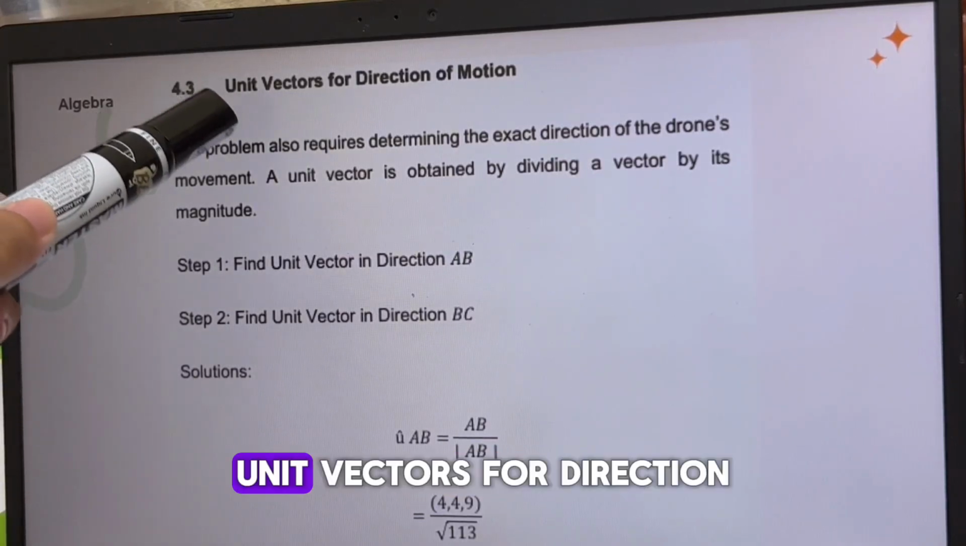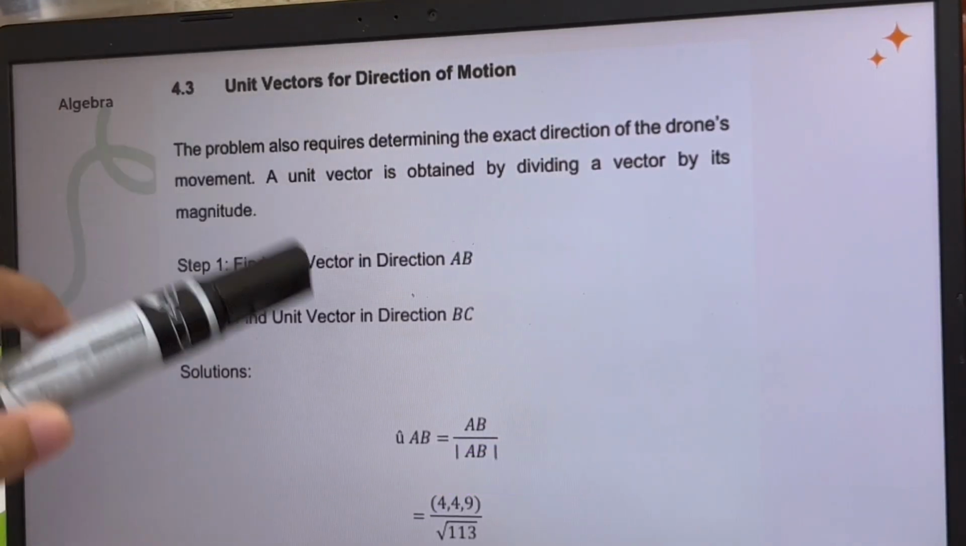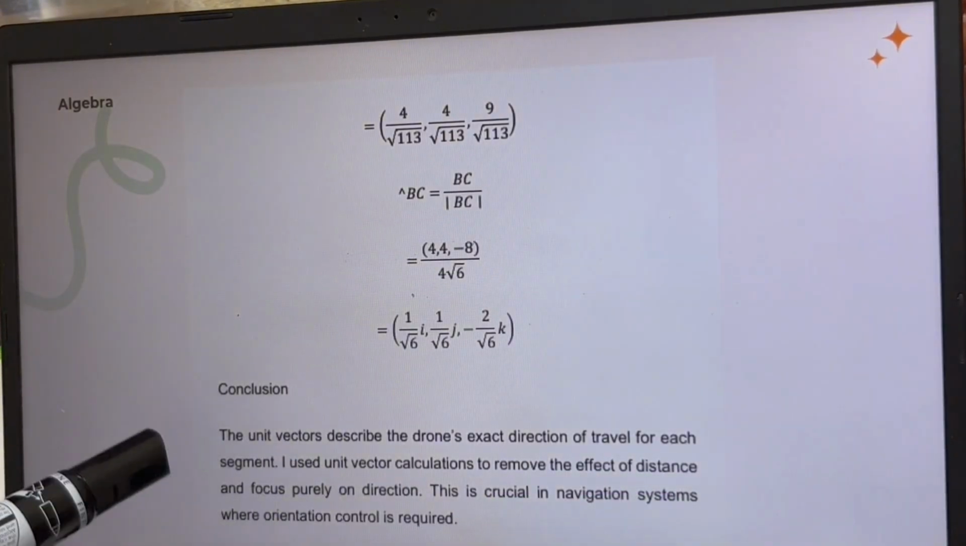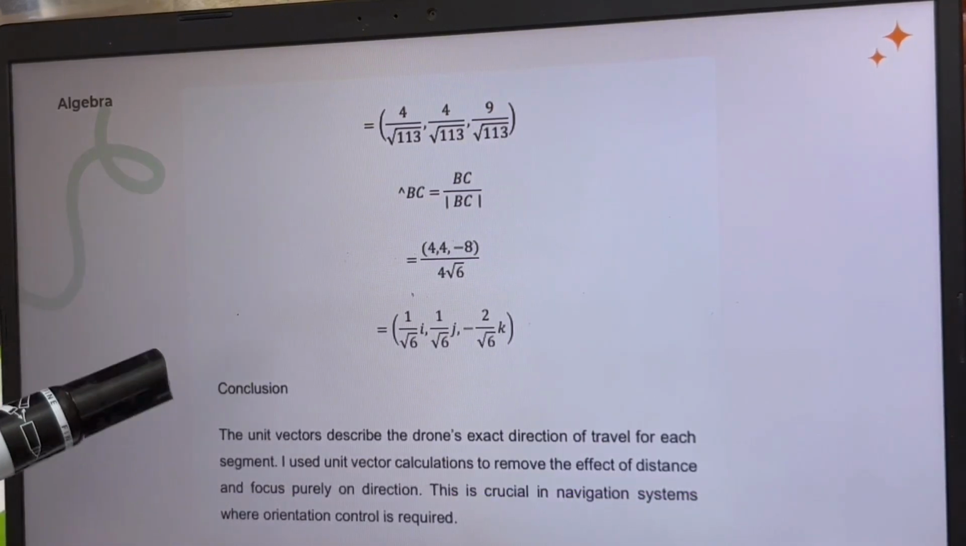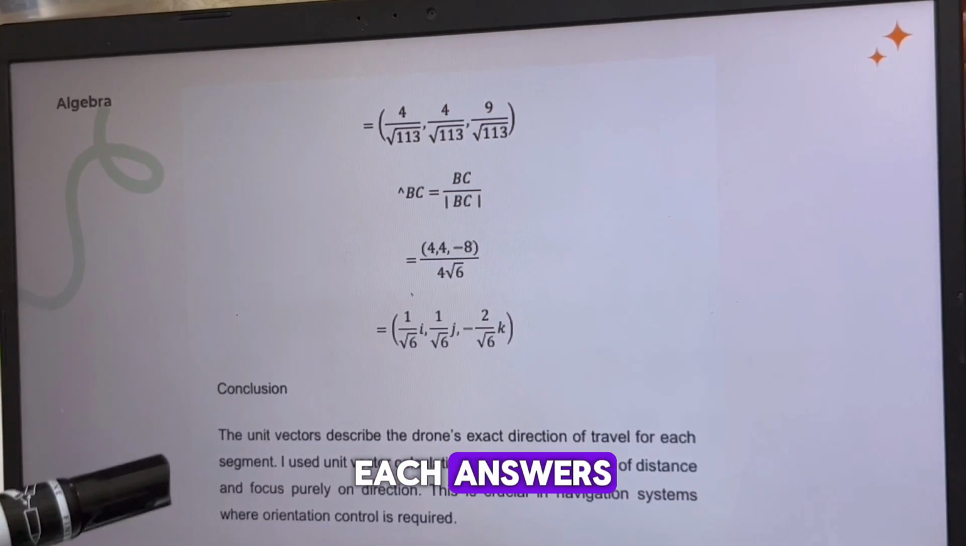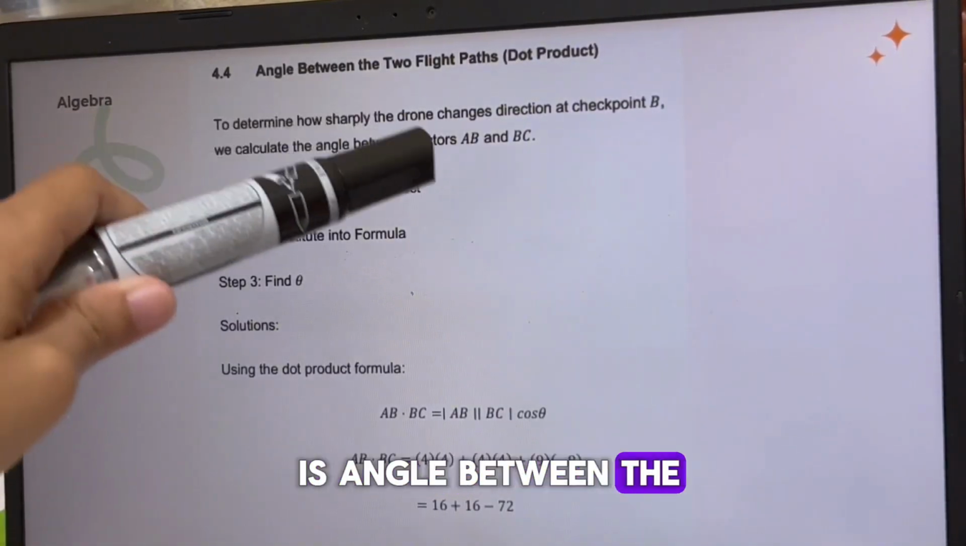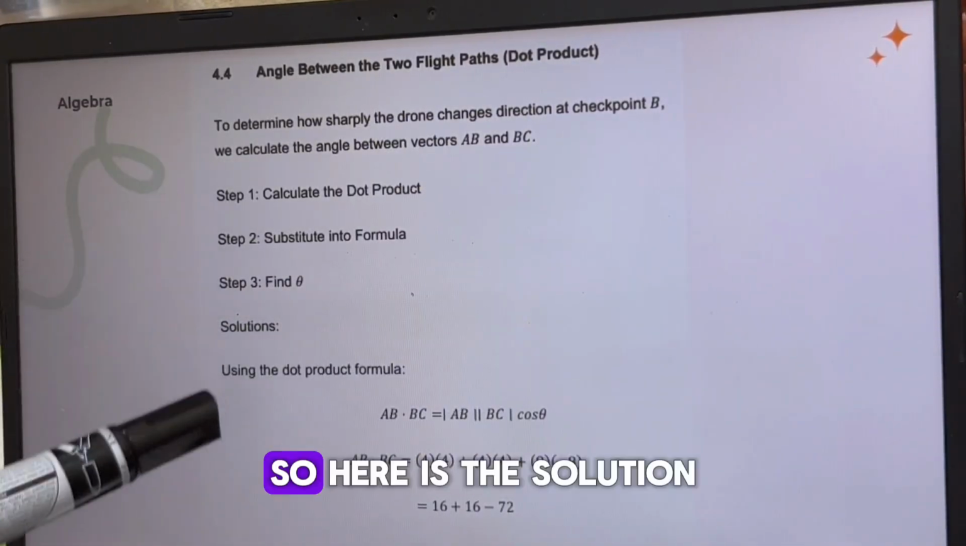And then the third one is unit vectors for direction of motion. Here are my solutions, and I also write a conclusion for each answer. And the last one is the angle between the two flight paths using the dot product. So here are the solutions.